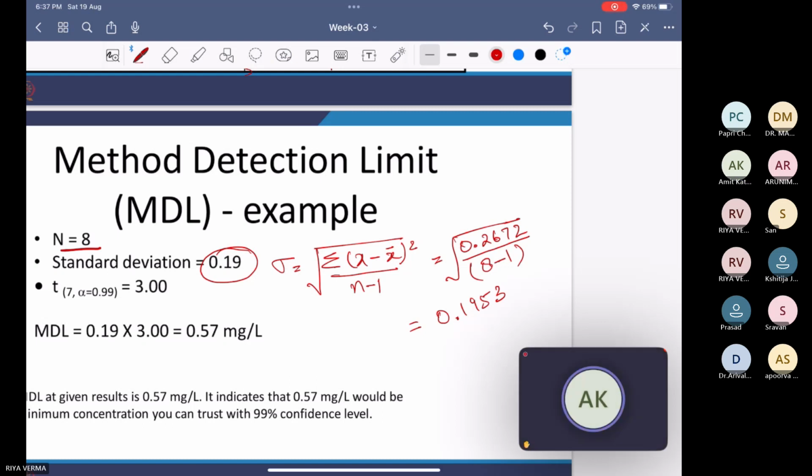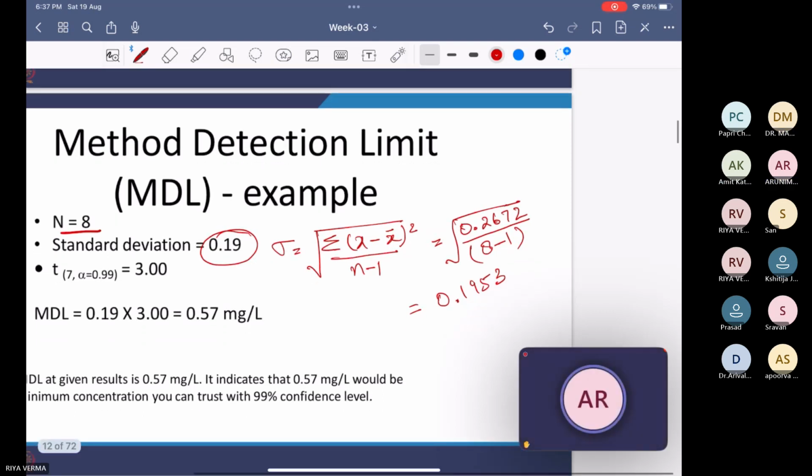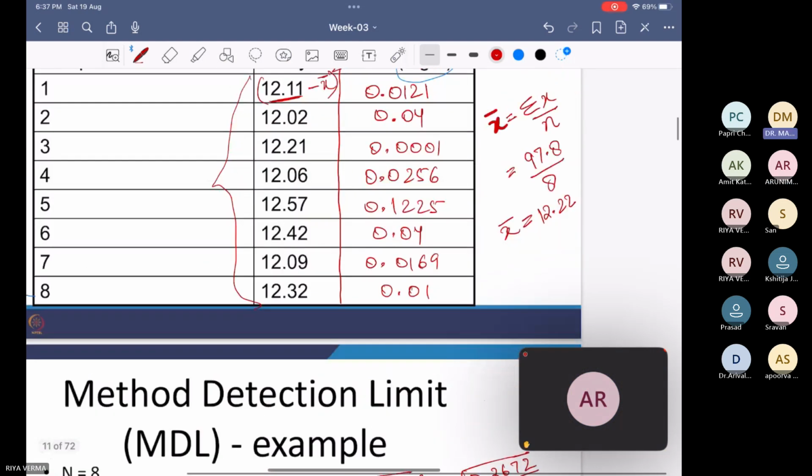सबका आया? Yes. 0.195. ओके, करेक्ट. ठीक है, तो हमारे पास स्टैंडर्ड डेविएशन आ गया टेबल से.